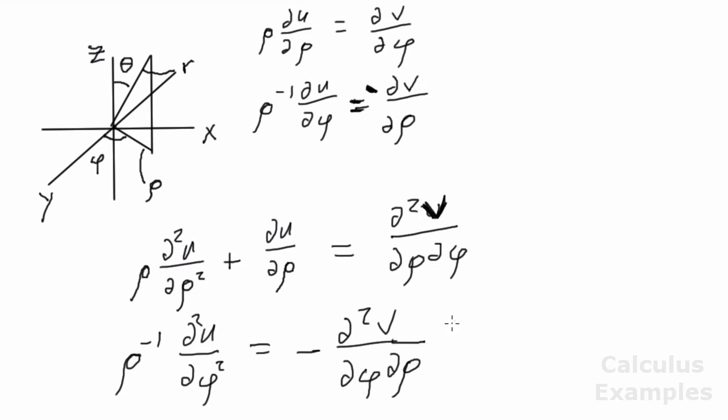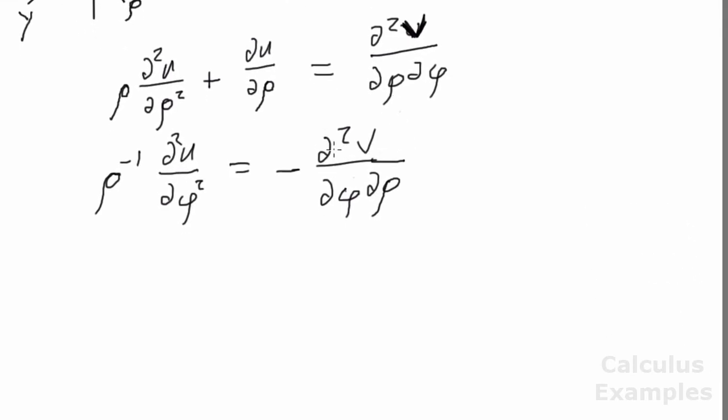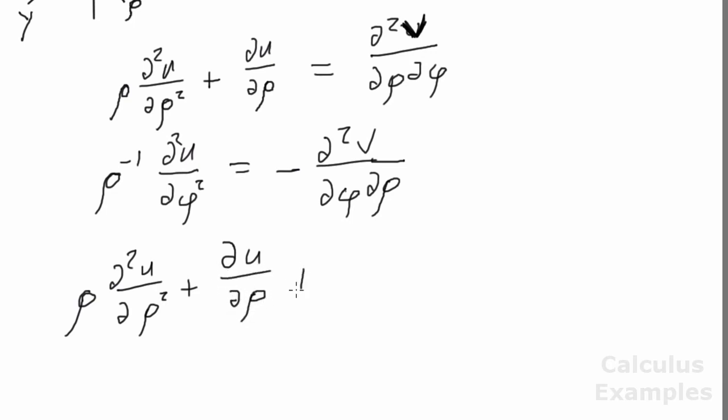And you should be able to see what we're about to do right away. We're going to add these two together, and it'll be equal to 0 because the right-hand sides will sum to 0 due to Clairaut, or whatever you want to call it. So that gives us rho times the second partial of u with respect to rho, plus the partial of u with respect to rho, plus rho to the minus 1 times the second partial of u with respect to phi, and that's equal to 0. That's the harmonic condition again.